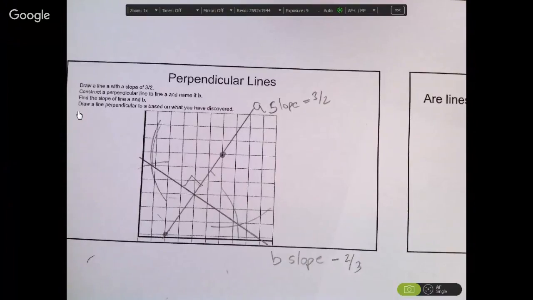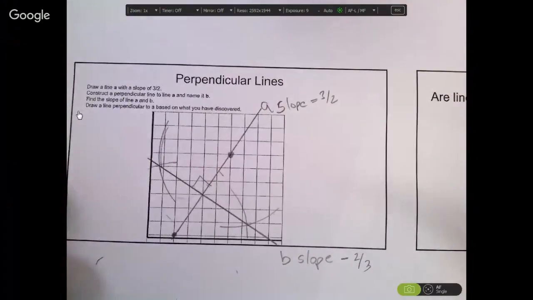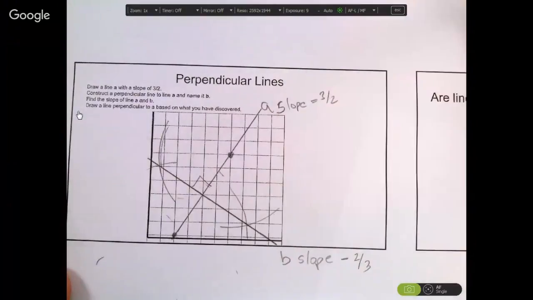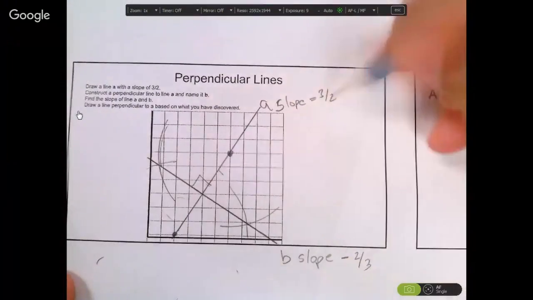So my hope was that we could discover, by constructing these, that this slope just flips, the sign flips, and one is the reciprocal of the other. So it's the opposite reciprocal, as the language goes. And then I said, draw a line perpendicular to A based on what we discovered. A line perpendicular to A is what to B? Parallel.